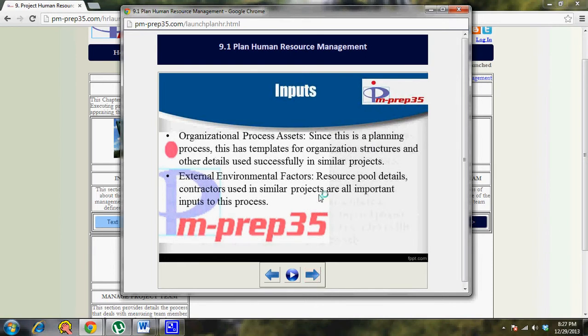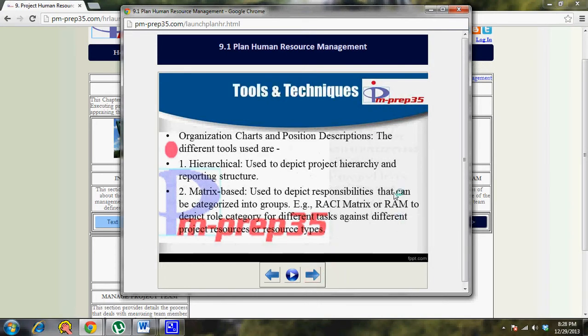Obviously, like any other planning process, organizational process assets and environmental factors are really important, and enterprise environmental factors are really a key input, because you are more concerned about the organization culture, what type of organization structure is prevalent, what kind of projects this organization is taking, what kind of structure it's maintaining, and all that. So that's where the organizational process assets and environmental factors are key inputs to this process.